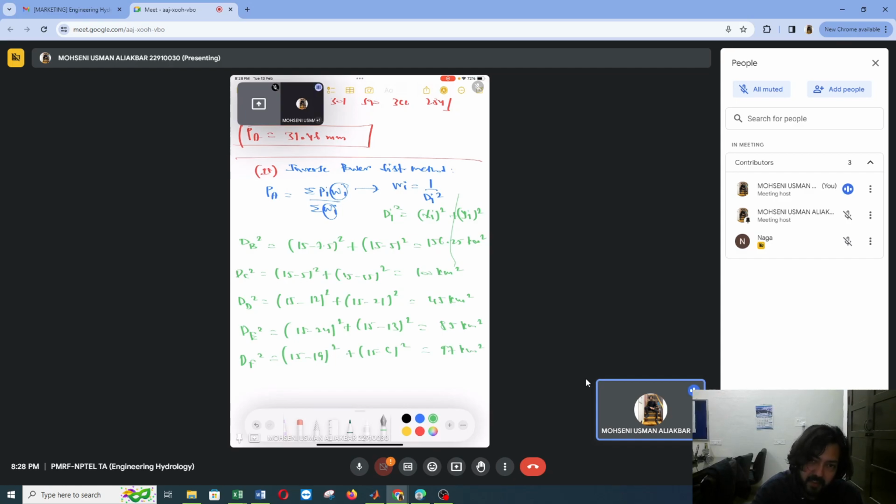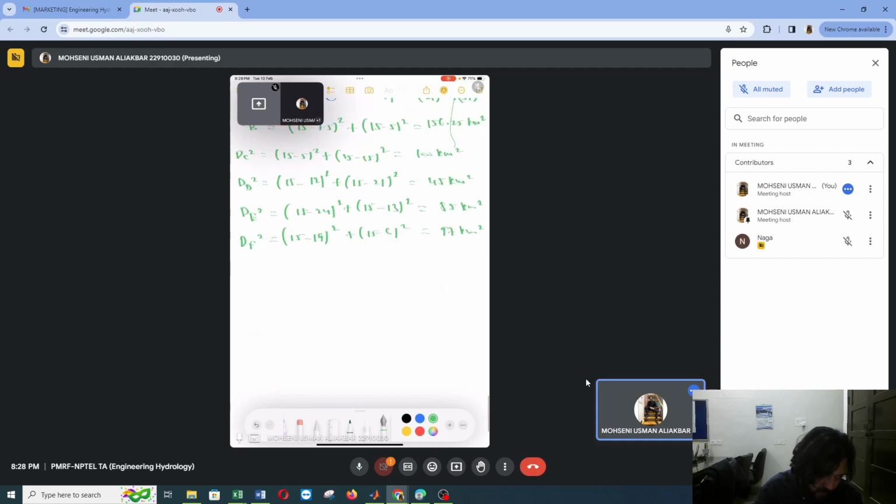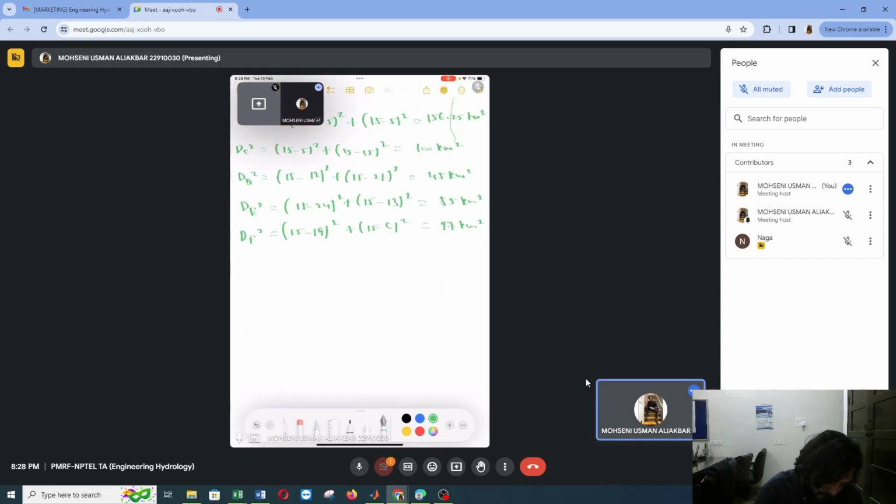Now that we have the distance value for each individual gauge station, we can calculate the individual weight for each station just by taking the reciprocal of it. So we can calculate WB, WC, WD, WE and WF. It is nothing but 1 upon dB square, 1 upon dC square, 1 upon dD square.